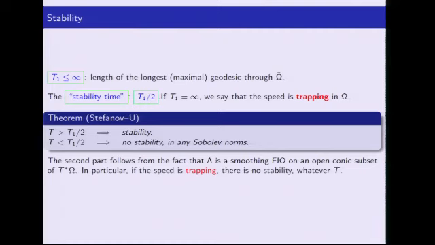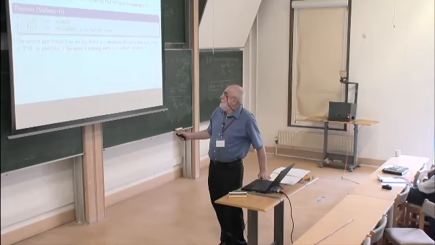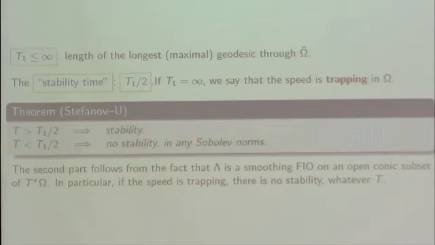So you take the length of the longest geodesic, maximal geodesic going through the domain. So the idea is to have all the singularities. Again, I'm going to make this more precise, hopefully today. That goes through the domain. And the stability time is T1/2, meaning either the positive part, for positive time the geodesic gets out, or for negative time. And the theorem is for t bigger than this time, there is a stability, and for t less than that, there is no stability. Of course, if there is trapping, there is no stability in general.